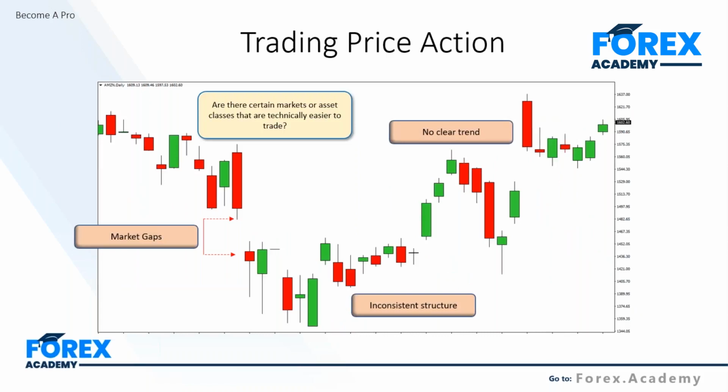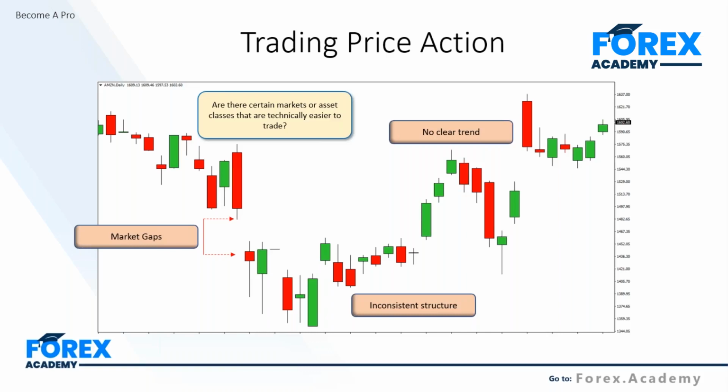Question I would like to pose here when we look at Amazon is, are there certain markets or asset classes that are technically easier to trade? What do we think, guys? Do we think that there are different asset classes that are technically much more adherent to price action trading? I would argue certainly there is, and it depends on what times the market opens and closes, the volatility, the formation of the market structures as well, and how they're priced. So there's a lot of factors going into this, but this is what we can see here on screen.